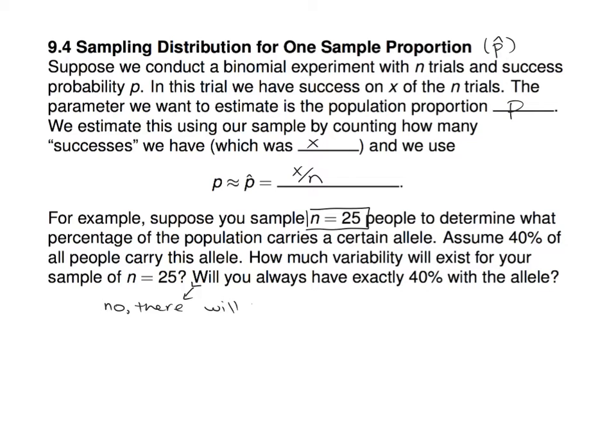There will be variability among the samples. So you will not always have 40% of people in your sampling displaying that allele. And the question we want to answer is how much variability will there be?